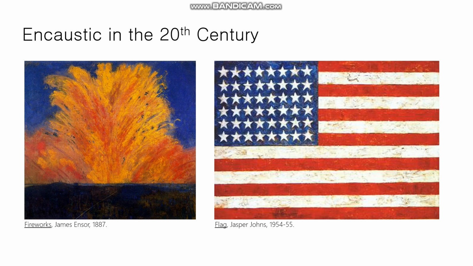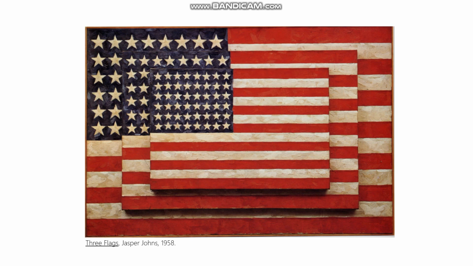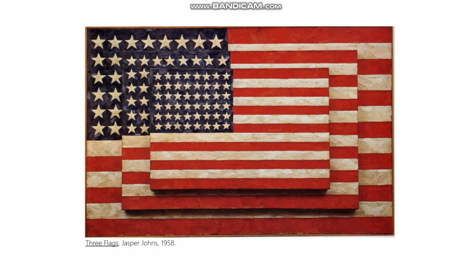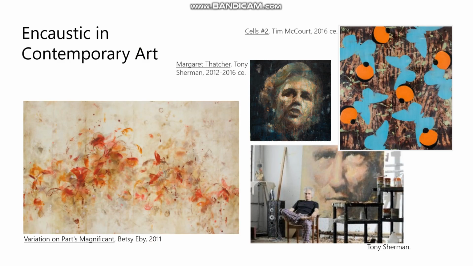But we also see encaustic in the 20th century. And here's a really interesting piece by James Ensor called Fireworks, and a pretty famous piece by Jasper Johns, where he reproduces the American flag in encaustic. And there is something just about the translation, the change of the American flag into this very stiff and textural material that changes our awareness of it. And then Three Flags is a pretty famous version of that body of work that Jasper Johns was working on.